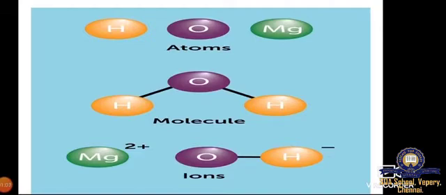In the next heading, we have a molecule. Here, three atoms are combined and form a molecule. The three atoms are 2 hydrogen and 1 oxygen. It is the molecular formula of water, H2O. Next, we have ions. Here Mg2+ and OH- ion. This is how we need to represent ions. Ions can also be called radicals.